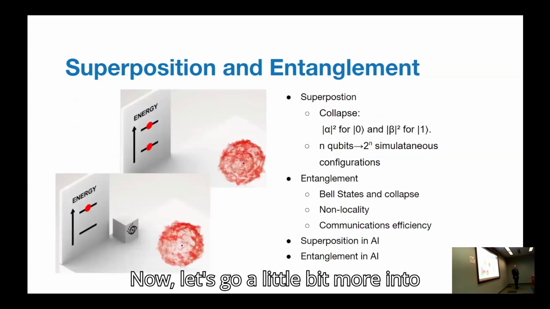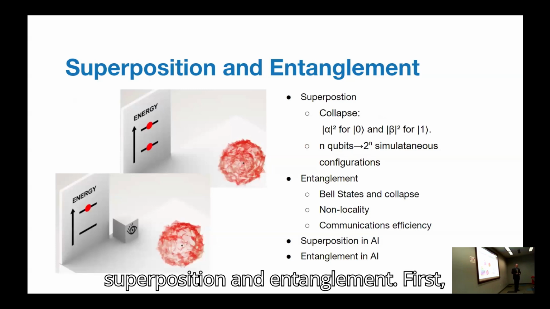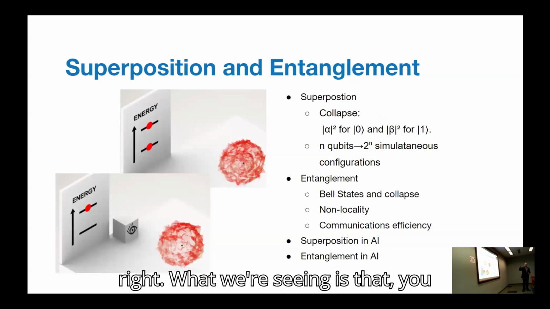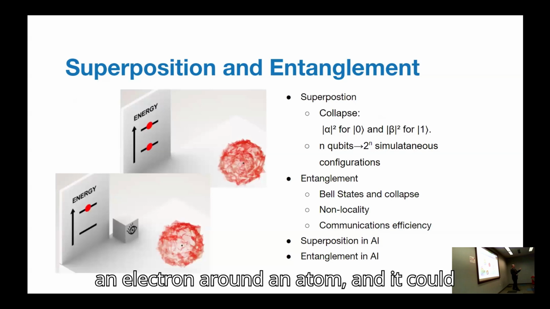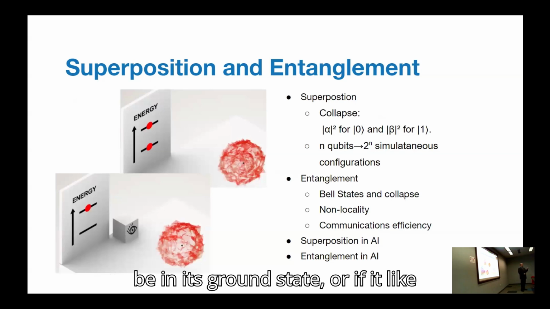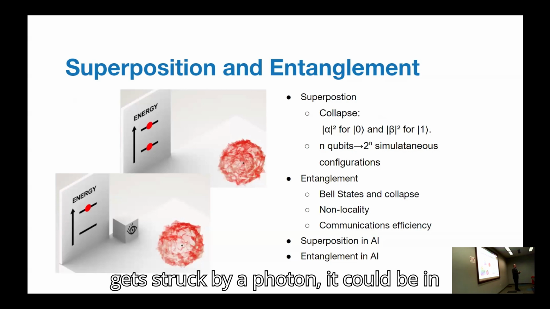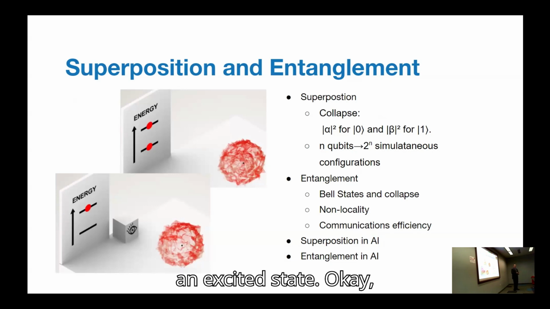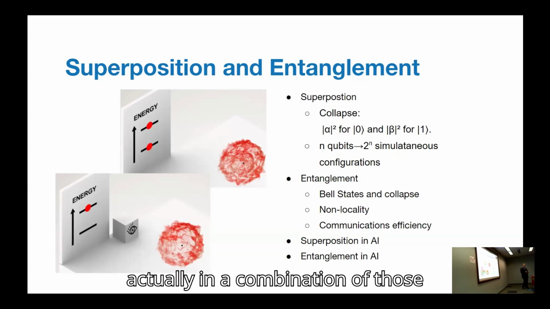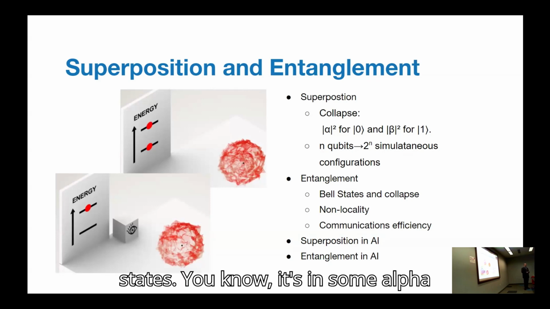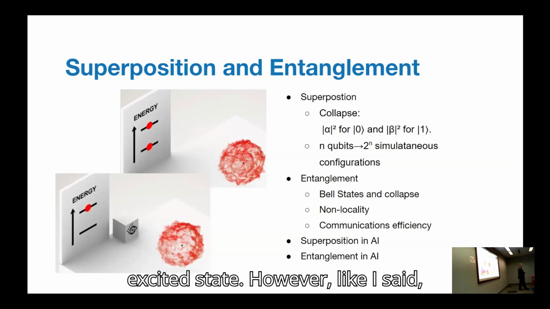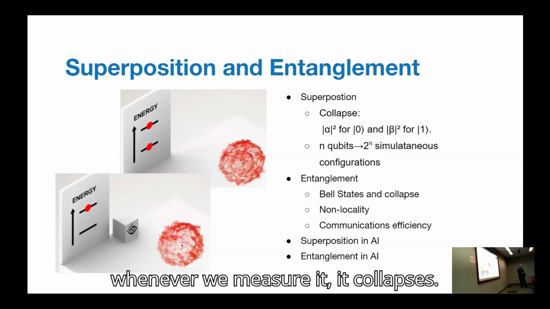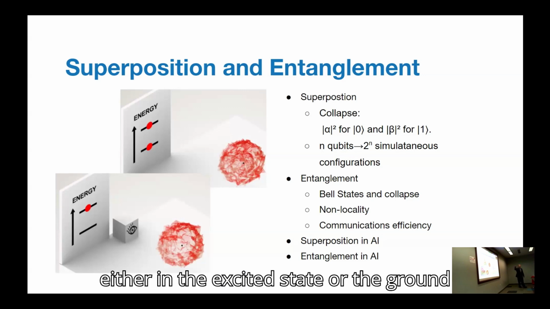Now, let's go a little bit more into superposition and entanglement. First, I'm going to walk you through this image on the right. If you remember from chemistry or physics class, you can have, let's say, an electron around an atom. It can be in its ground state, or if it gets struck by a photon, it can be in an excited state. But with quantum physics, you can say that it's actually in a combination of those states: some alpha probability of being in the ground state and some beta probability of being in the excited state. However, like I said, whenever we measure it, that superposition collapses, and it's either in the excited state or the ground state.